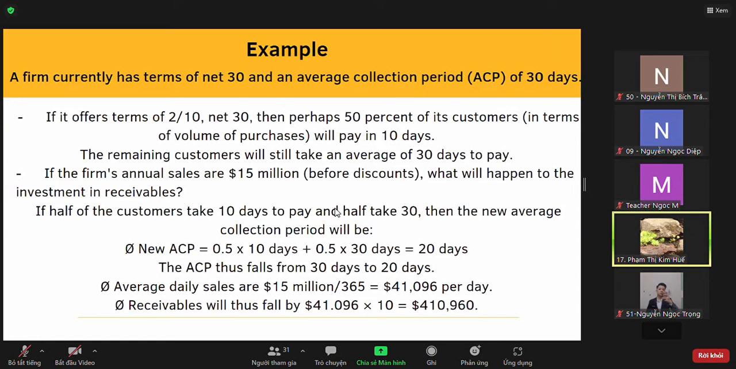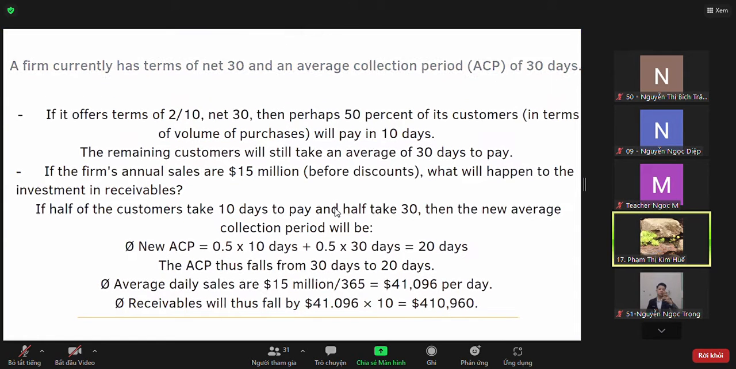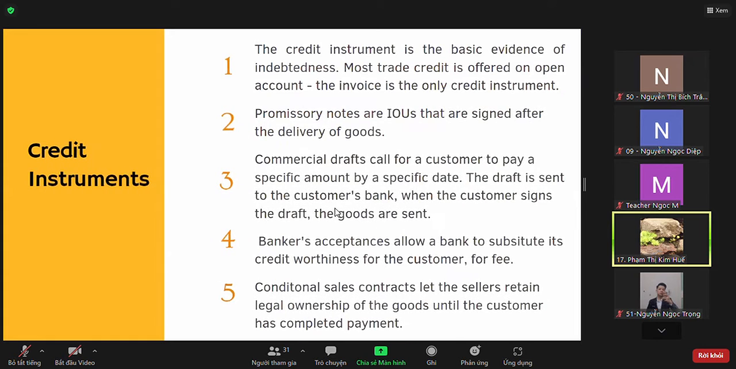The next is credit instrument. The credit instrument is the basic evidence of indebtedness. Most credit is offered on open account. The invoice is the only credit instrument. Then there is the promissory note, an "I owe you," which is signed after the goods are delivered.